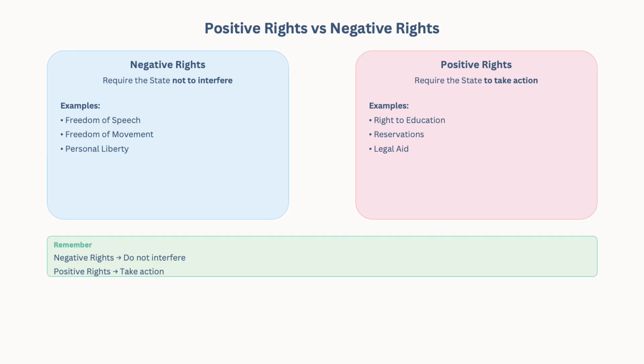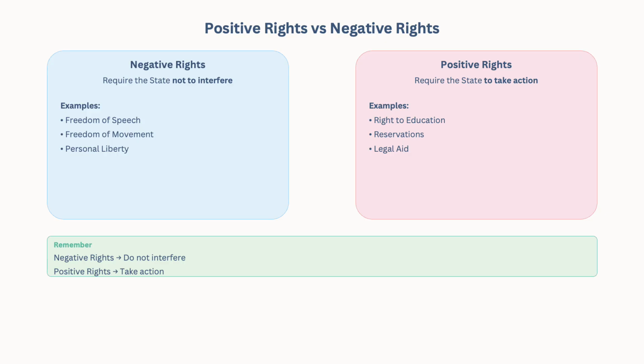Now again, positive versus negative rights. Among the fundamental rights, there are certain rights that are positive and certain rights that are negative. Negative rights mean the state cannot interfere, which means they protect us from the state. But positive rights mean the state should protect us. Very easy distinction. Negative rights require the state not to interfere.